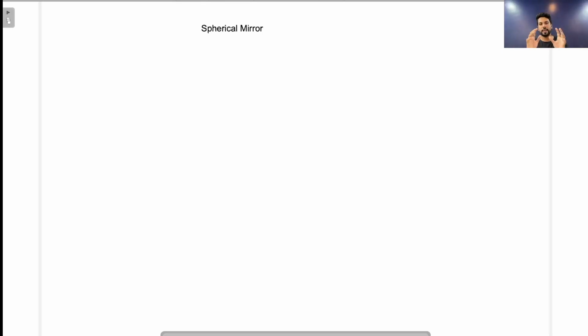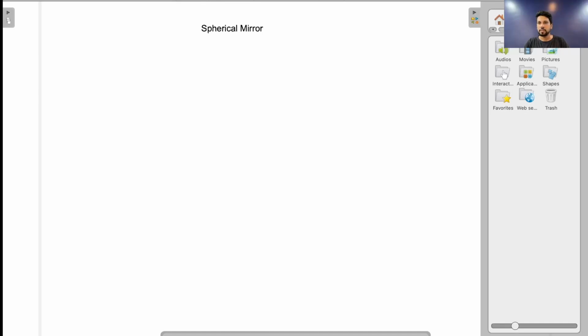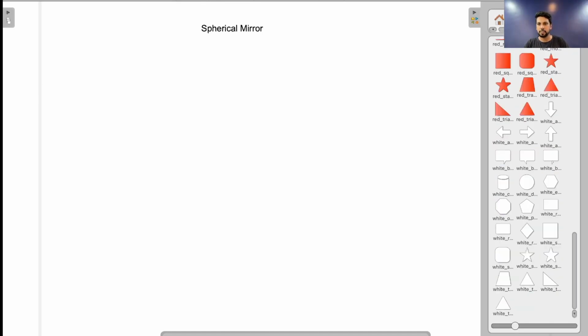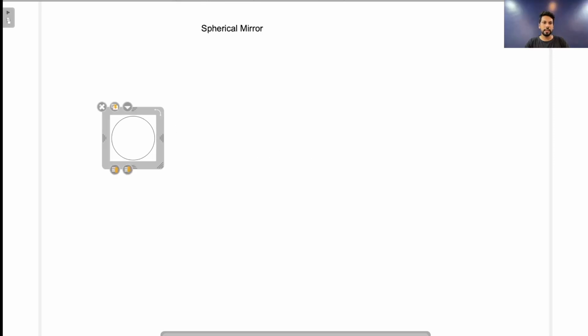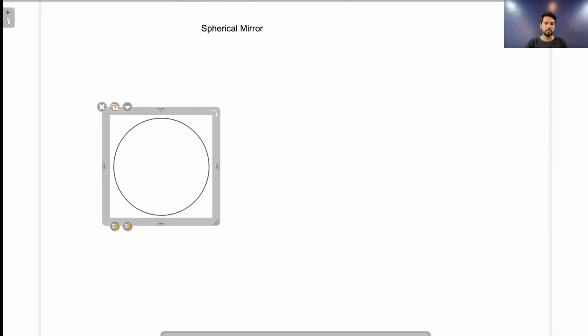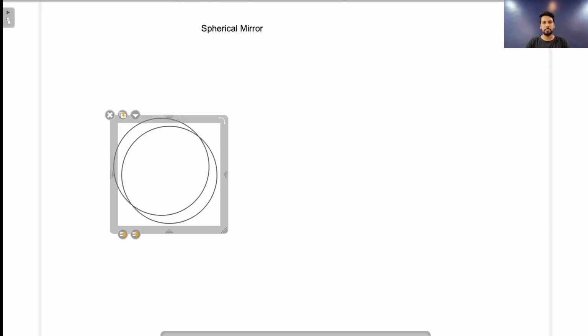Let me consider that I have a spherical mirror. When I say spherical mirror, it is a complete sphere, which would be something like this. So let me show you what it looks like. Here I have a sphere. Let me make it two. Sphere number one, I copy it and paste it. Sphere number two.